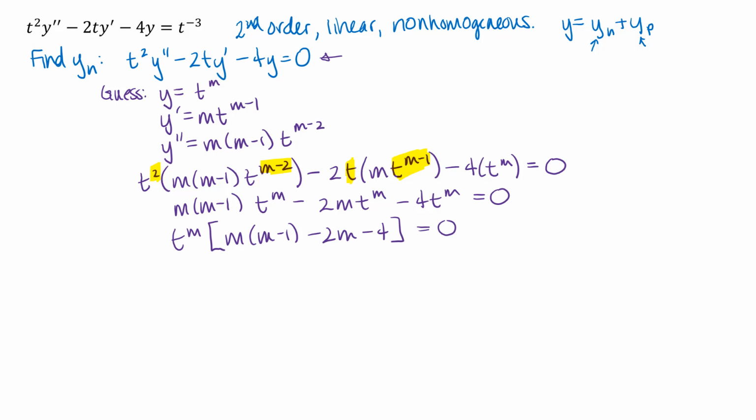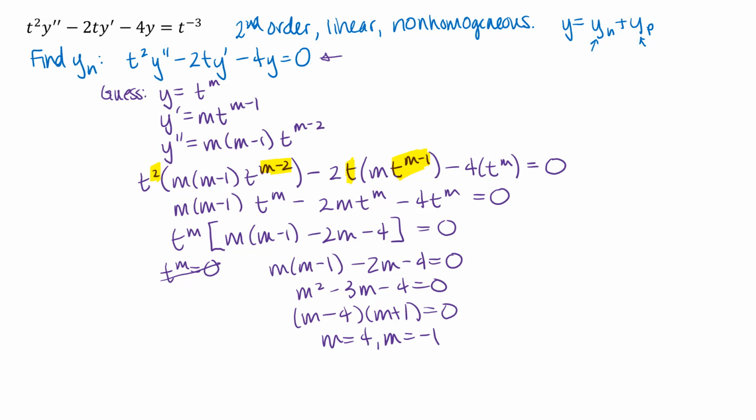And we want this to be true in general, not just for a specific value of t. So this is only going to be true if t to the m is equal to 0. There is no value of m that will make t to the m equal to 0 for all values of t. So we're not going to focus on that, and instead we're going to focus on what I have in the brackets here, m times m minus 1 minus 2m minus 4 equals 0, and find values of m that make that true. So m equals 4 and m equals negative 1 are the two m values that make that true.